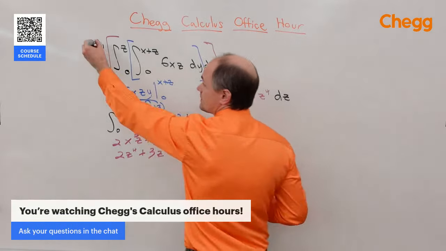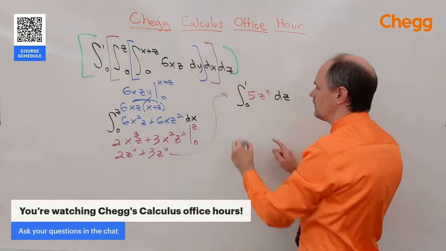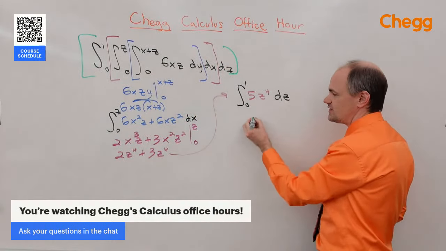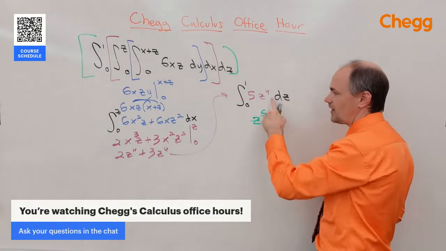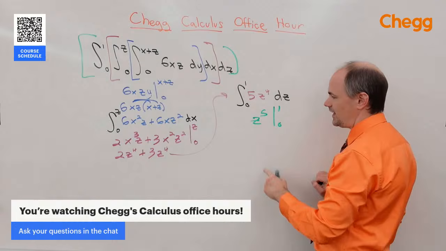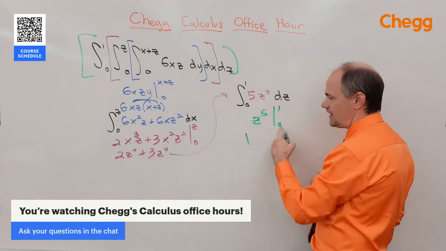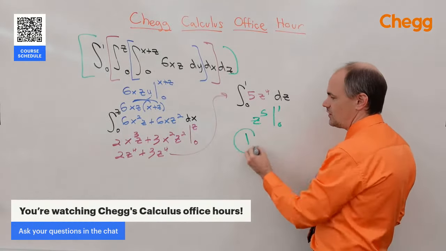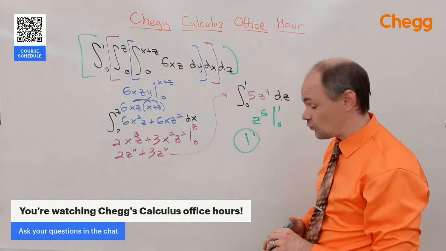Because now we're going to do this last integral from 0 to 1 dz. So we know we can increase the exponent by 1, divide by the new exponent, and integrate that from 0 to 1. Well, 1 to the 5th is 1. 0 to the 5th is 0. 1 minus 0 is just 1.